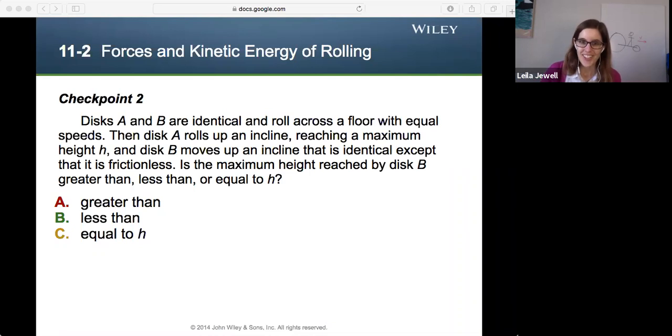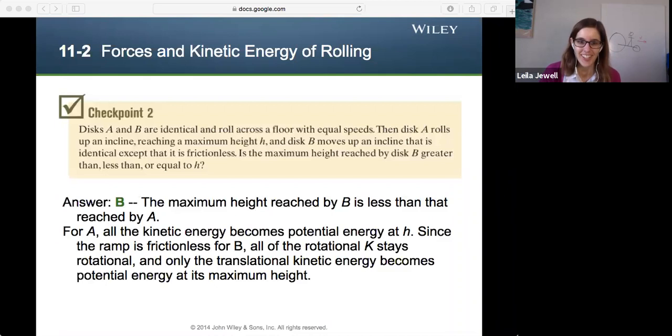Okay, trusting you did that. Let's now take a look. So it's B, the maximum height reached by B, the frictionless case, is less than that reached by A. Why? Well, for A, because there's friction on the ramp, as it rolls up the ramp, it's able to keep rolling up the ramp, and all of that rotation is able to convert into translation up the ramp.